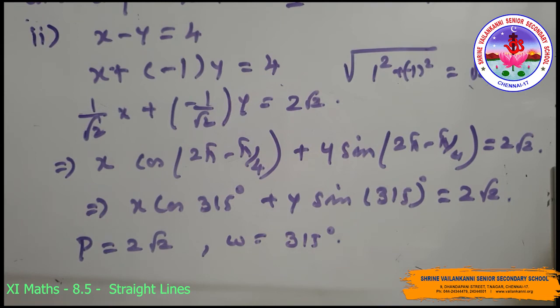Thus the perpendicular distance of a line from the origin is 2 root 2, while the angle between the perpendicular and the positive x-axis is 315 degree.